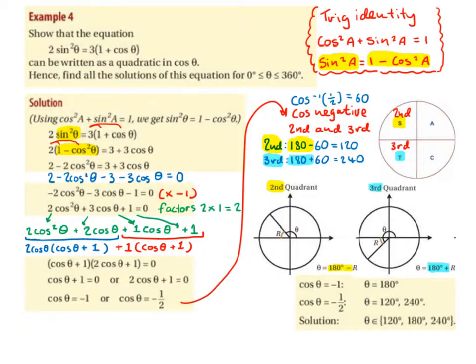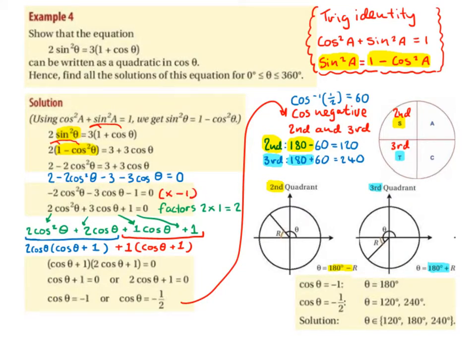Next, we bring everything over the equal sign. So we bring down the 2, the minus 2 cos squared theta. The 3 comes over, becomes minus 3. The plus 3 cos theta comes over, becomes minus 3 cos theta. And this is all equal to 0. Next, we simplify. We bring down the minus 2 cos squared theta. We bring down the minus 3 cos theta. And then 2 minus 3 is minus 1, and this is all equal to 0.